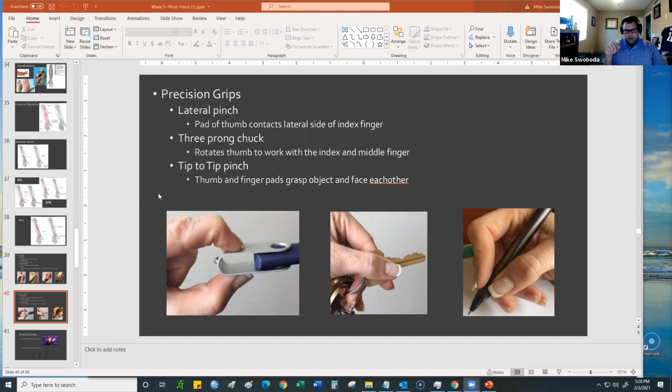Meaning, with your, say, lateral pinch and tip to tip. So, lateral pinch, you're pinching the side of, say, your finger, tip to tip, you're touching tip of the thumb to tip of the index finger. Well, some things can be interchangeable. So I take, say, chapstick. I can do a lateral pinch on it, or I can do tip to tip. So I can do those same things.